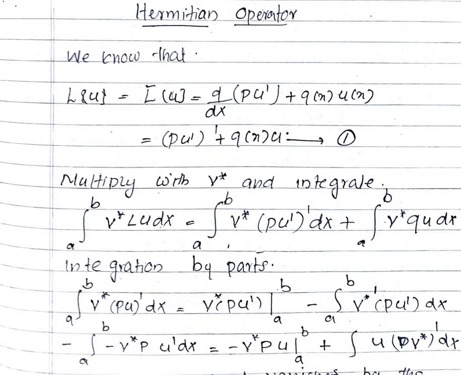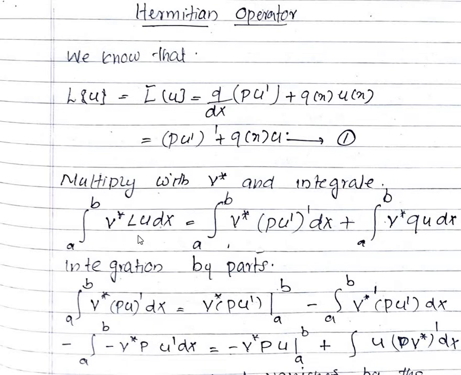The self-adjointness along with the boundary condition will imply the Hermitian nature of the operator. So L of u is equal to L bar of u. We know that L of u is nothing but d/dx of p u dash plus q(x) into u(x). This can be written as (p u dash) dash plus q(x) into u. Multiply the whole term with v star and integrate between the limits a and b.